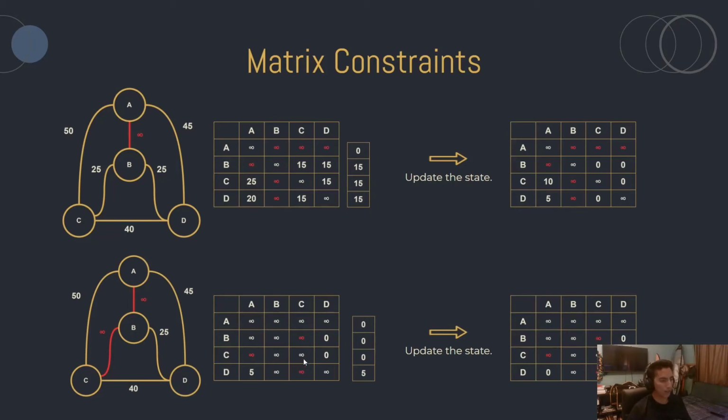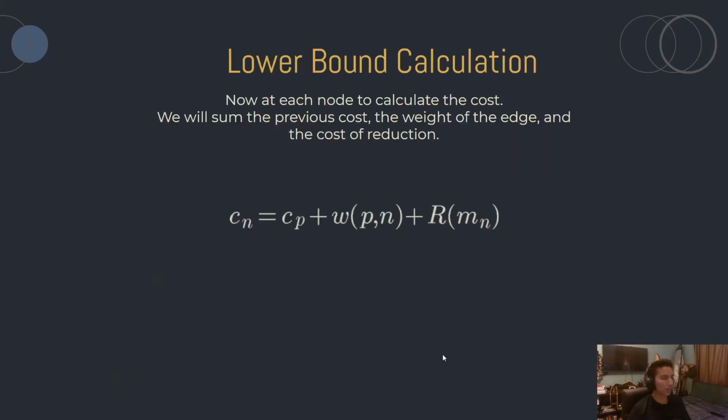If we do the reduction of this, we have that it is 5, so the reduction cost is 5. And again, we update the state. So how are we going to use this? Our reduction is here in this R, the matrix at N, the current path, or the current node that we're at.